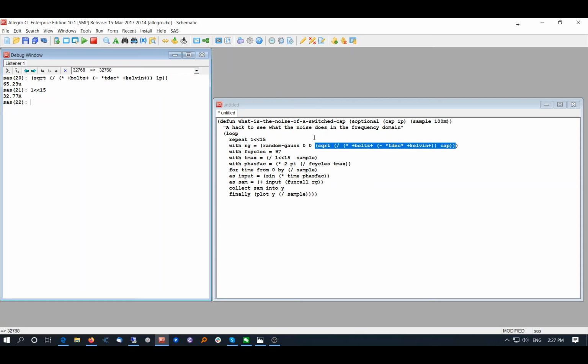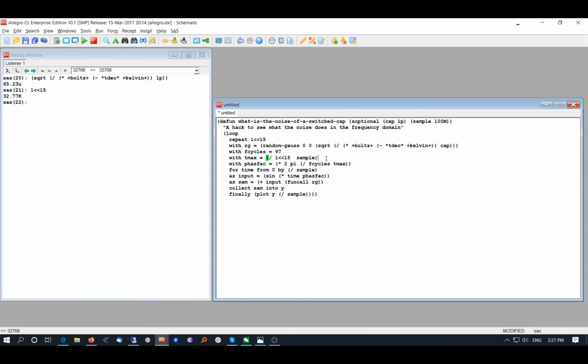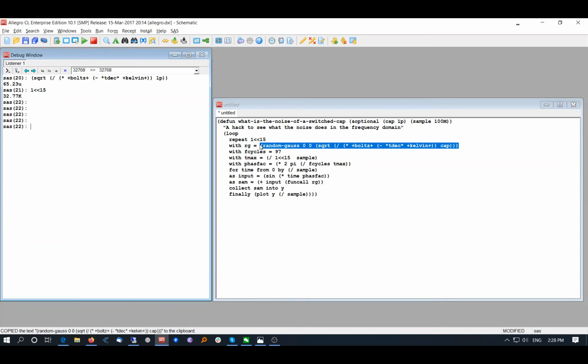So now let's have a look at how we can really come to understand how kT over C noise affects an A to D converter, and it's quite surprisingly interesting. So look what I am going to do. I'm going to make a random Gaussian generator which has a correlation coefficient of 0, a mean value of 0, and a standard deviation equal to the square root of that expression. So let's just make that again over here on the left so that we can understand what's going on.